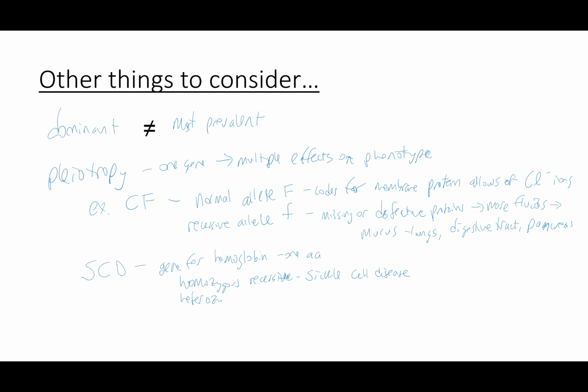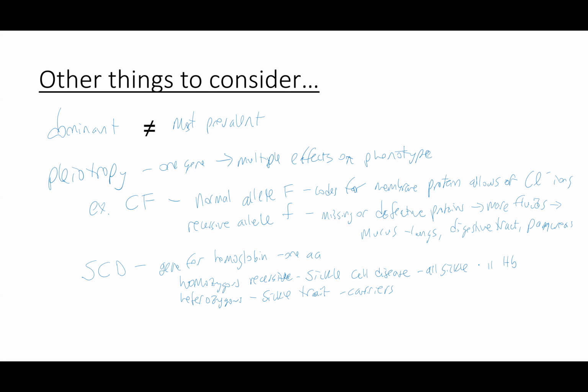Individuals who are heterozygous have what we call sickle cell trait. We also sometimes use the term carriers, so they're carriers of the trait. And individuals that are homozygous dominant are not affected by it in any way. So people who are homozygous recessive have all sickle cell hemoglobin.